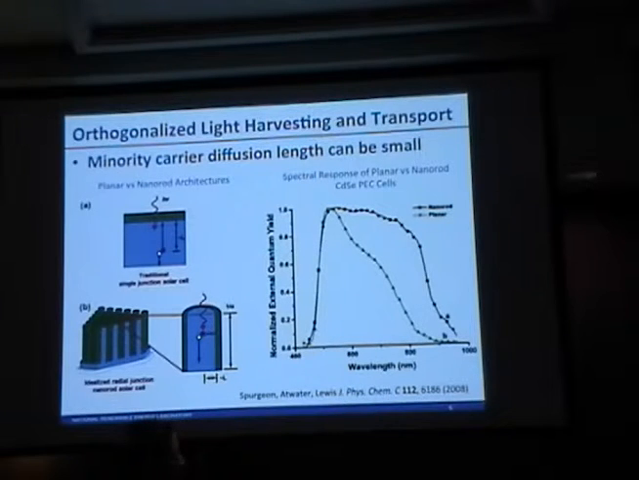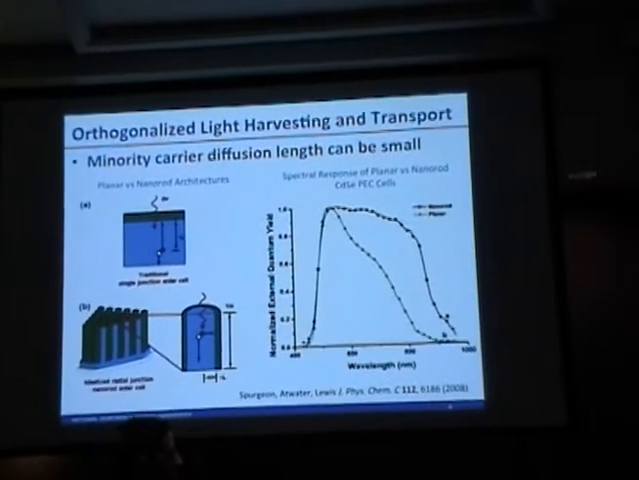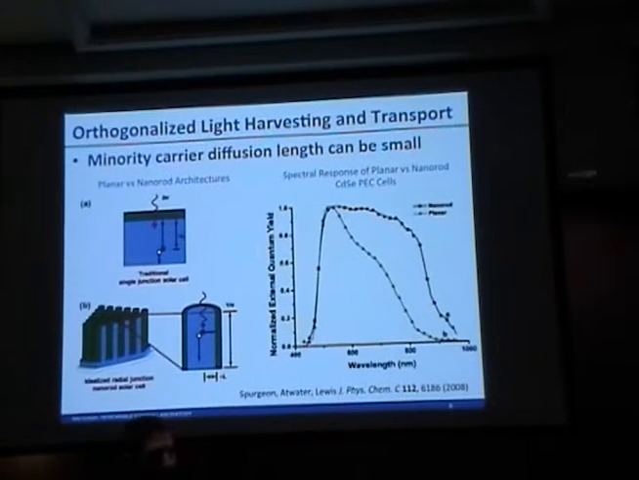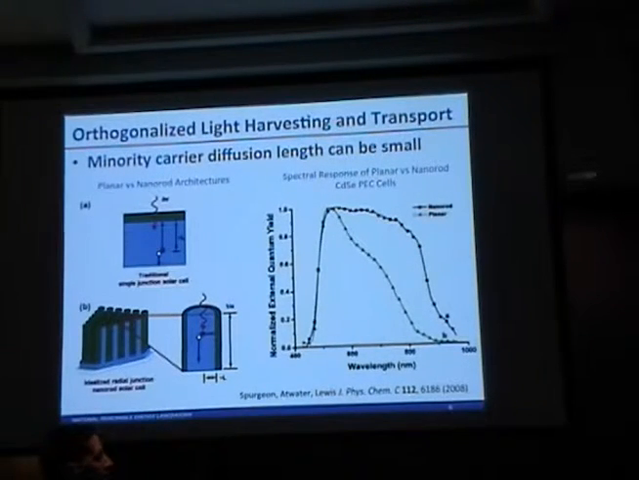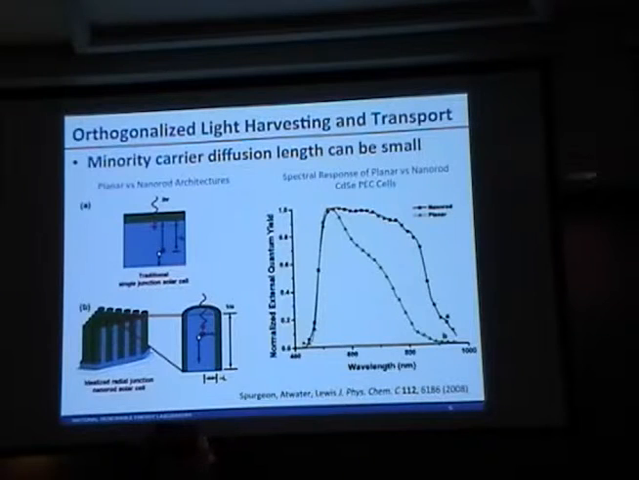you can end up with recombination occurring and your efficiency is really poor. Nanomaterials can solve this problem because in your light harvesting, if your photons are coming down coincident with the axis of, say, this nanorod or nanowire array, the minority carrier only needs to diffuse as far as that junction. And so this diffusion length L can be significantly smaller, which results in, as shown here, a much higher quantum yield efficiency in the red part of the spectrum.